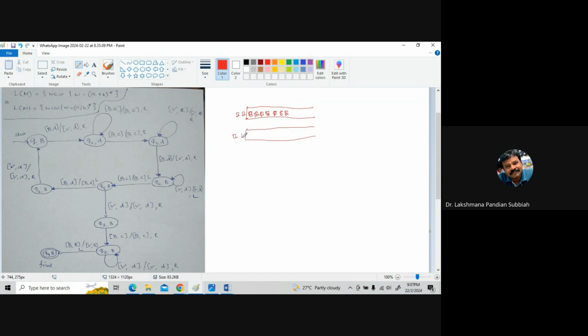Here we have to consider blank space, and then we have the string 0, 1, 1, C, 0, 1, 1, and then blank space also. Blank, blank. This is the case we have to consider. 0, 0, C, and then blank space. Now here we consider A, B, B, A, B, B. This is C.